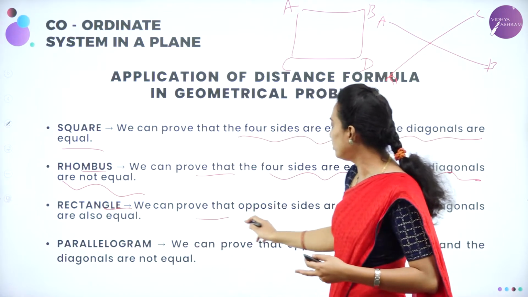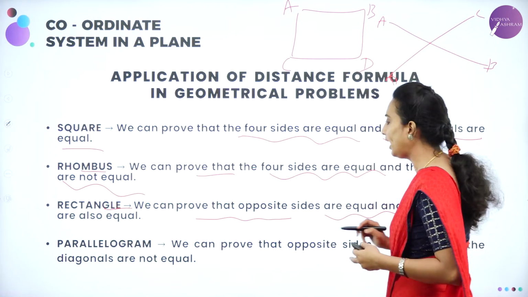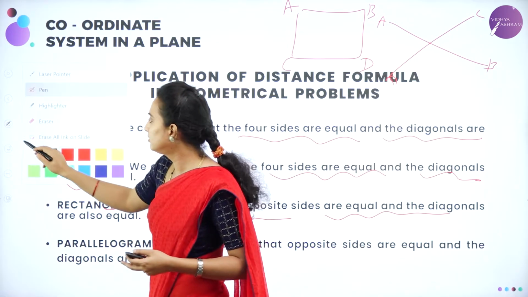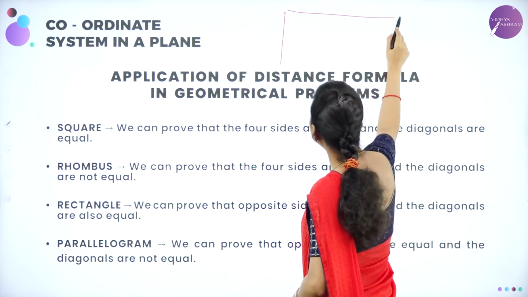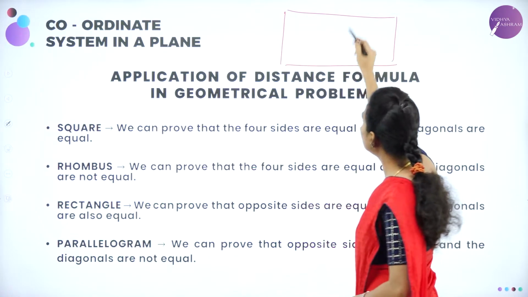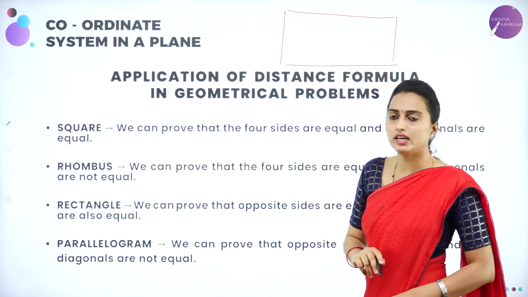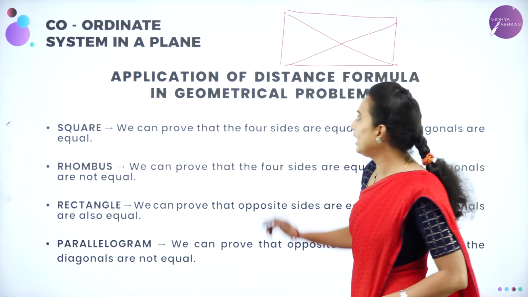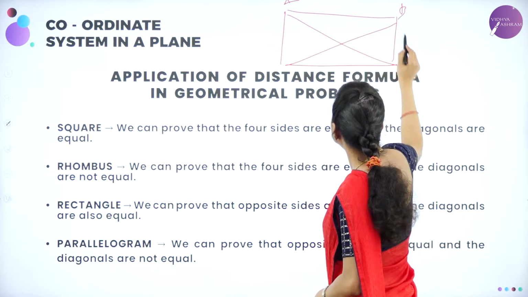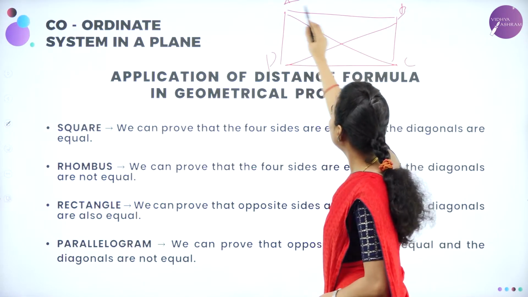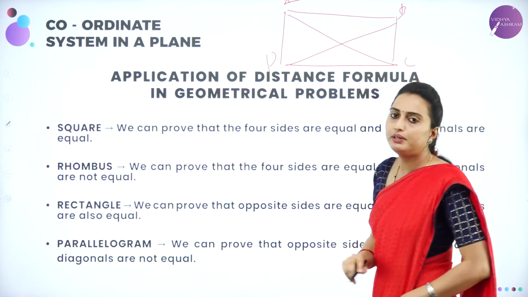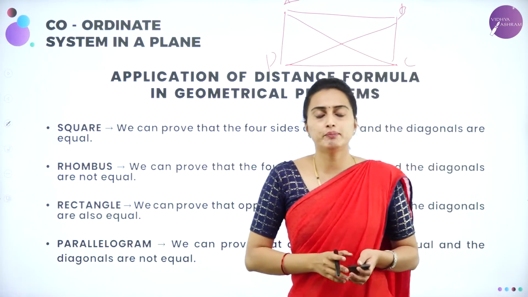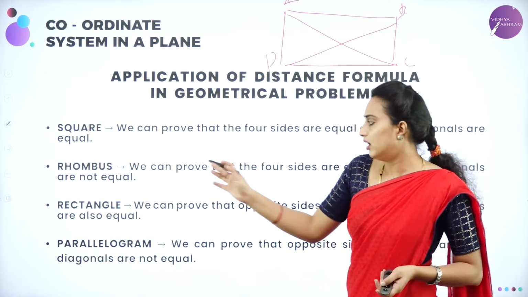Then here, a rectangle. How can we prove it? We can prove that opposite sides are equal and the diagonals are also equal. See, this is what you are going to have, this is the rectangle. Correct? You can prove that opposite sides are equal and also the diagonals will be equal. Either you can prove AB is equal to DC, or you can prove BD is equal to AC. If you prove that, it proves that it is a rectangle.